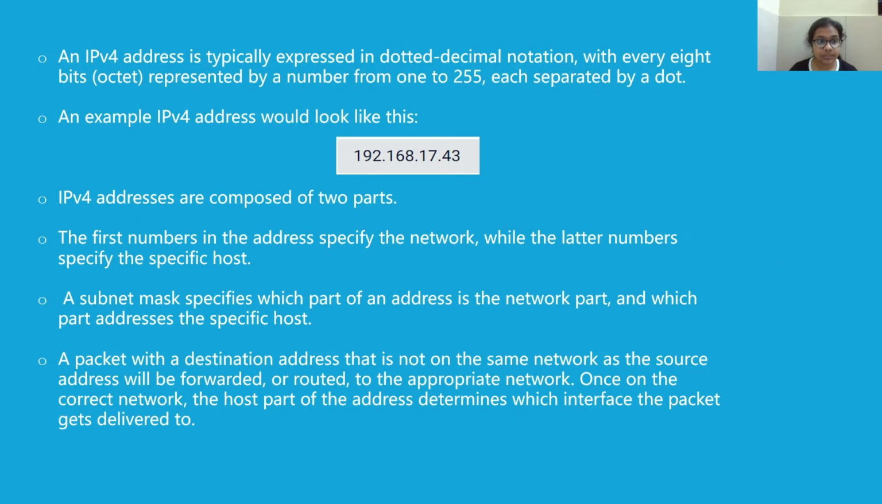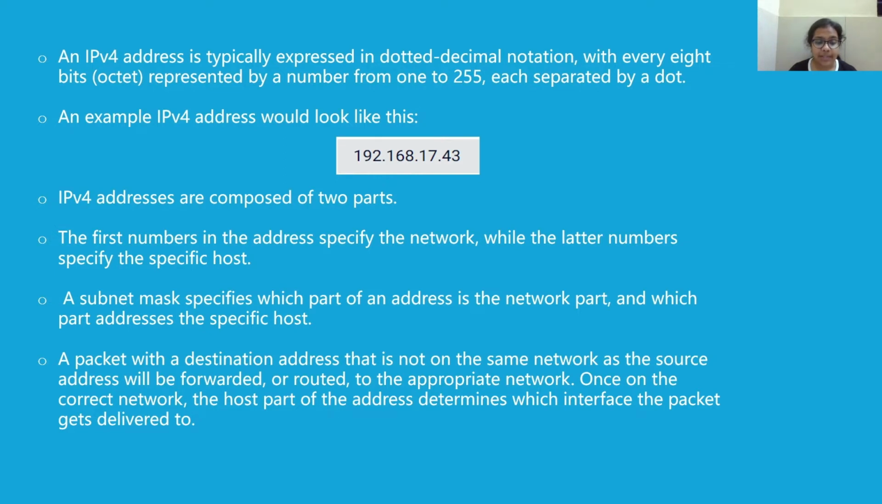Moving on. An IPv4 address is typically expressed in dotted decimal notation with every 8-bit octet represented by a number from 0 to 255, each separated by a dot. An example IPv4 address would look like this. IPv4 addresses are composed of two parts. The first numbers in the address specify the network, while the later numbers specify the specific host.